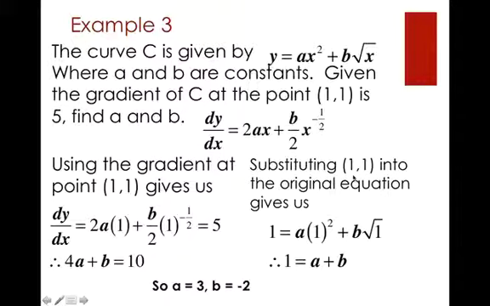We know that this point lies on the curve somewhere. So if we substitute 1, 1 into this curve, so 1 for y and 1 for x, and simplify, we get this statement as well. So now we have two equations with two unknowns. We can use simultaneous equations to derive that a must be 3 and b must be -2 in order to make all of this true.